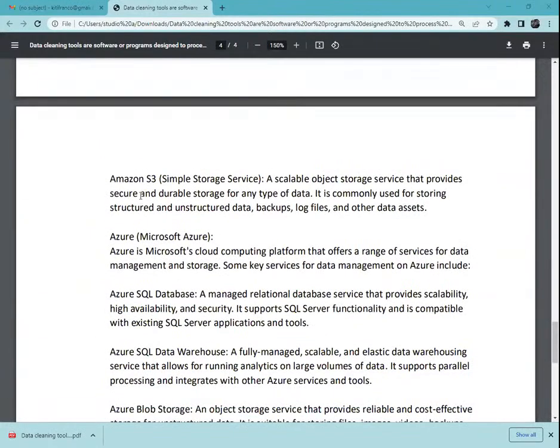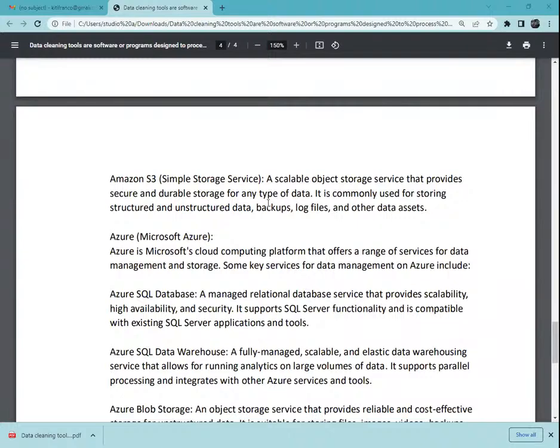Then we have Amazon S3, Simple Storage Service. A scalable object storage service that provides secure and durable storage for any type of data. It's commonly used for storing structured and unstructured data, backups, log files, and other data assets. These log files will be very important for you to know who entered a particular database at what time, so that in the future, should something happen, you should be able to trace back and say, hey, Dr. Aura was in this particular database at this particular time. So Amazon S3, Simple Storage Service.